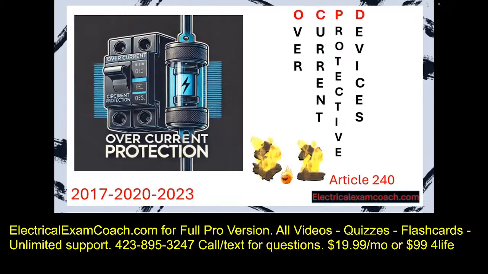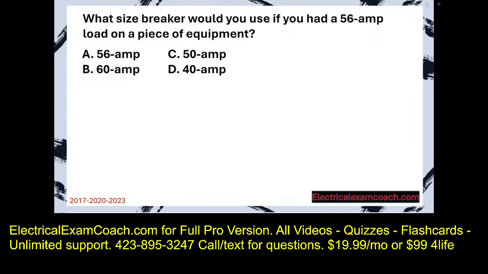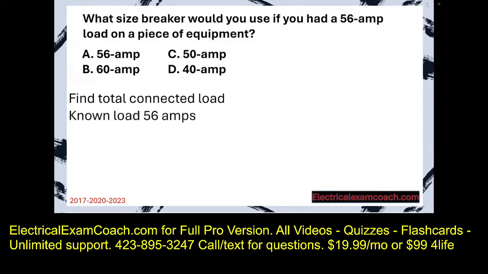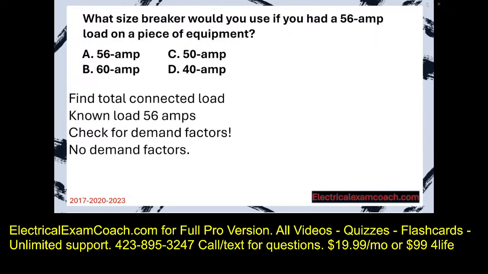Let's get to it. What size breaker would you use if you had a 56 amp load on a piece of equipment? Step 1, find the total connected load. The known load as of right now is 56 amps. Now we check for demand factors. In this case, it doesn't mention that it's a continuous load or it's running for any specific amount of time. It also doesn't call out a specific type of equipment, like a motor or air conditioner compressor, that might lead us to other sections of the code. Therefore, there are no demand factors.